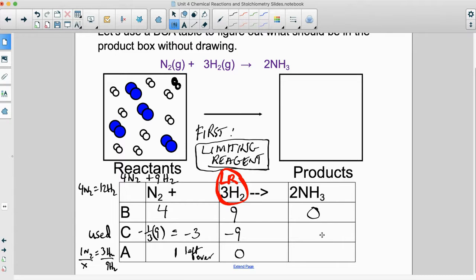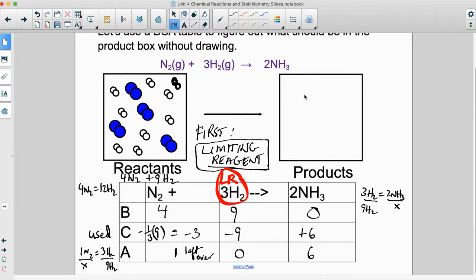Now I've got to figure out my product here. My limiting reagent says that for every 3 H2, I get 2 NH3, 2/3 as much. So if I take my ratio, 3 H2 equals 2 NH3, and I know that I'm using 9 here, my 9 H2, solving for x, I get 6, and this would be plus 6 because this is the products. And so I get 6 NH3s.